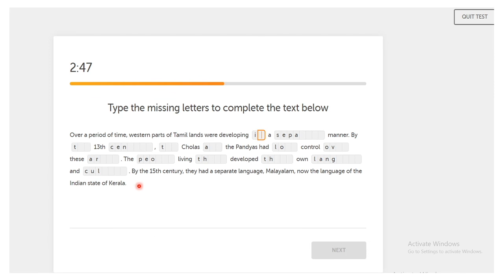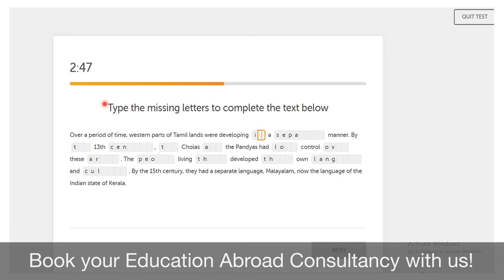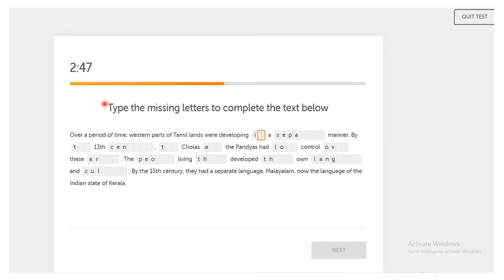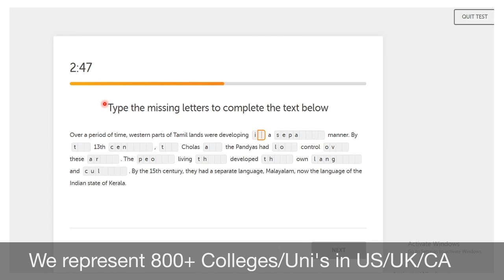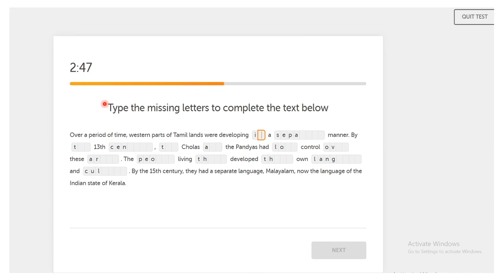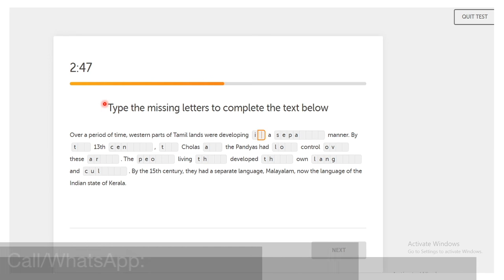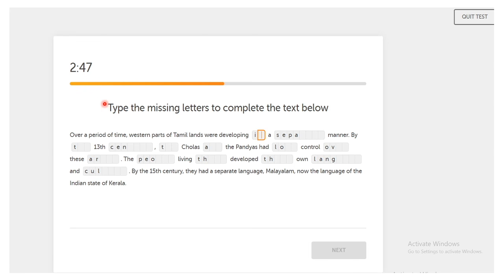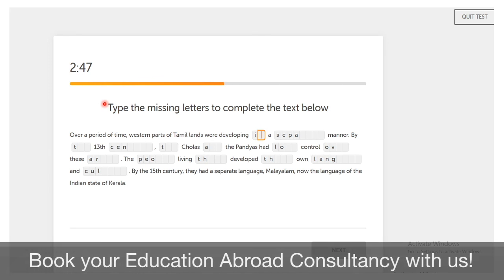Now here on the top left corner you have your timer, and that timer is going to start at 3 minutes because you will get 3 minutes to complete this particular question. The question is asking you to type the missing letters to complete the text below. You get a paragraph with missing letters and you have to complete those missing letters to make sense out of the paragraph. Now, what are the strategies or tips to ace this particular question?